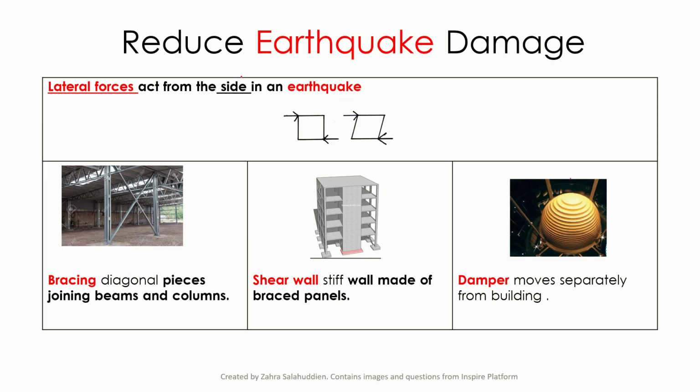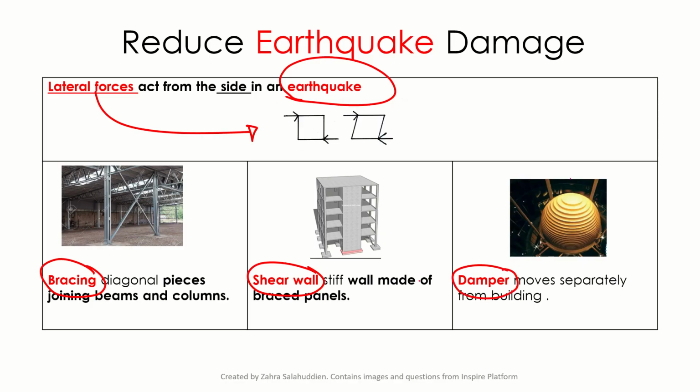Okay, over here, I've put our keywords to look for. When we study, we learn the word earthquake, and lateral force moves from the side. And what are the three things that make the building strong from earthquakes? Bracing, shear wall, damper. The shear wall, SW, is a stiff wall. Bracing is a shape that connects the beam and the column, and it can be a K shape or an X shape. Okay. Please give the earthquake questions a try and good luck.